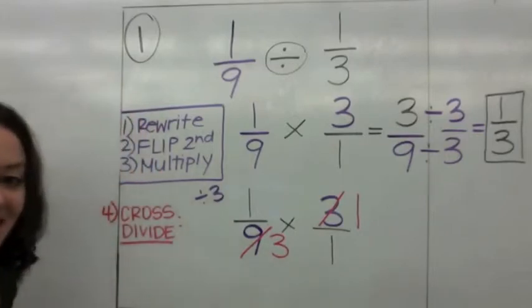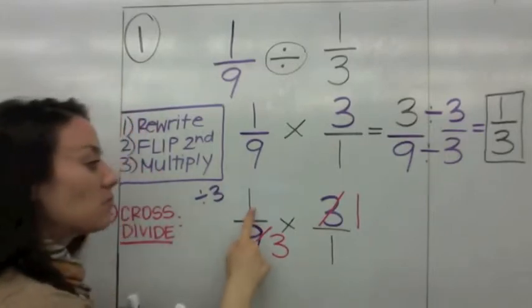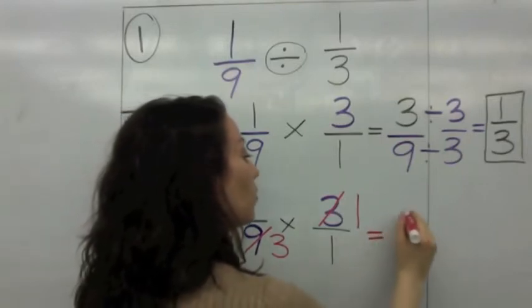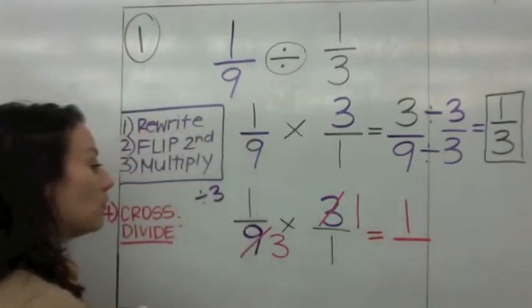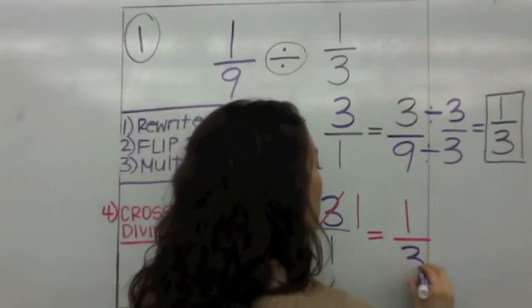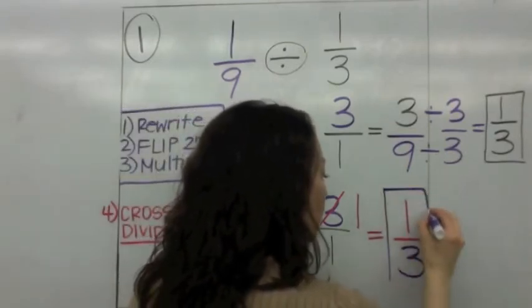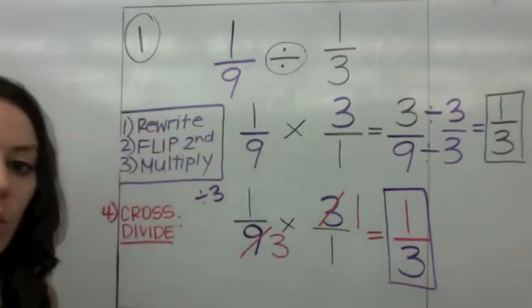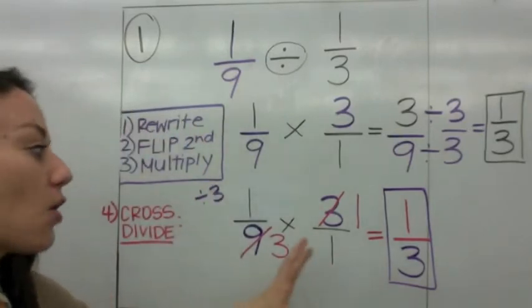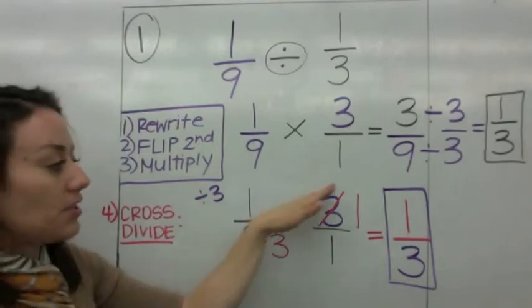Very nice. So now let's multiply these numbers across. 1 times 1 is 1. What about 3 times 1? 3 times 1 is 3. So we're going to get 1/3 both ways. This, in my opinion, is an easier way if you can see that you can cross divide by 3.